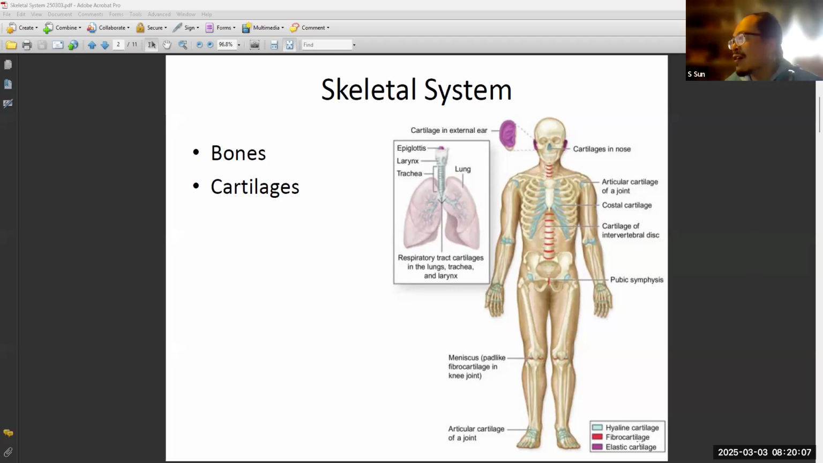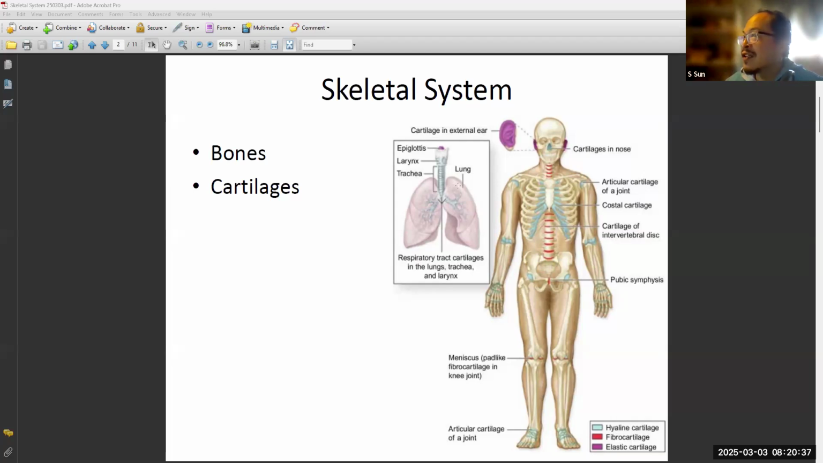Fibrocartilage, right? That's another one, located in the intervertebral disc. We also have elastic cartilage. So that's cartilage. We also have bones. We have different kinds of bones, and in our lab we learn to identify these bones, so you know the names.